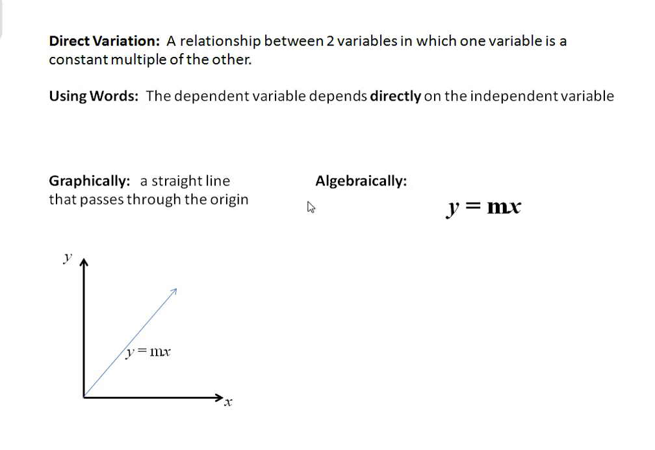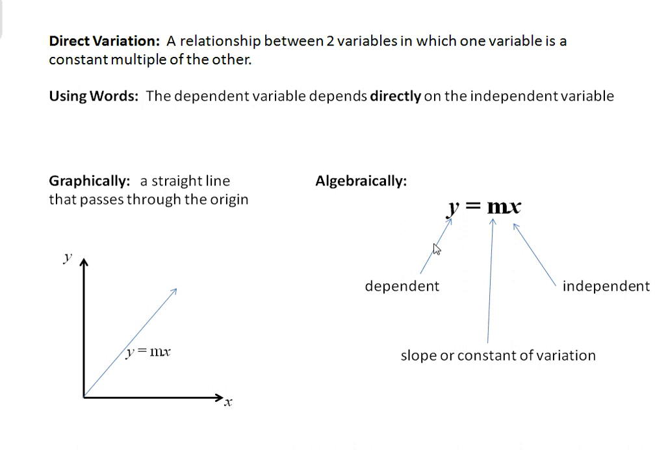Using an equation or algebraically, the formula or equation that we use for direct variation is y is equal to mx. So in other words, our dependent variable is a constant multiple of our independent variable.